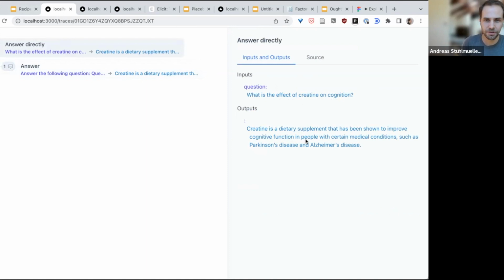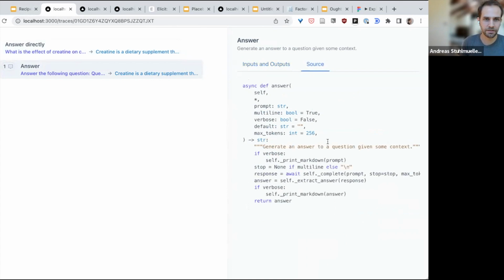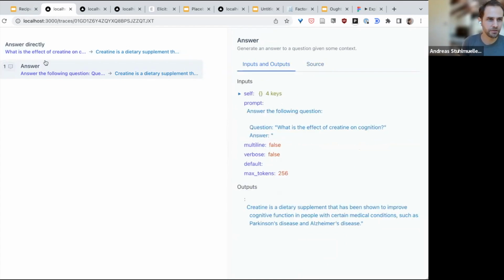And I get an output from the language model that says something like, creatine is a dietary supplement that has been shown to improve cognitive function, etc. And if I want to, I can click on the language model call and see exactly the prompt that it got, answer the following question, answer, and then I can inspect a bunch of other parameters. I can also look at the source code for each of the nodes.